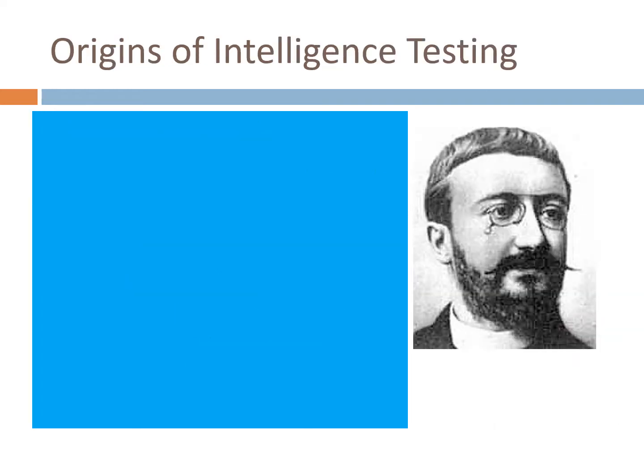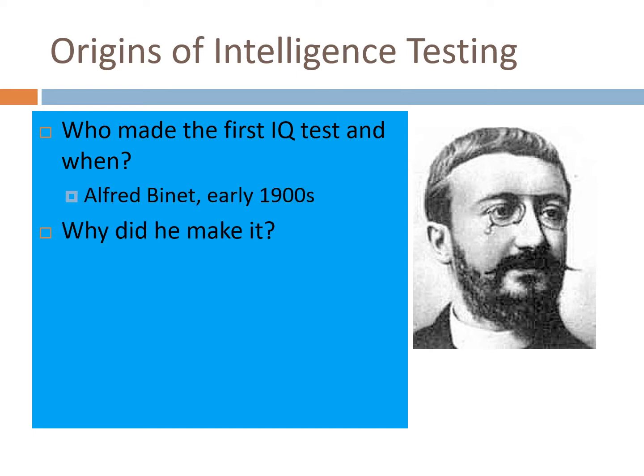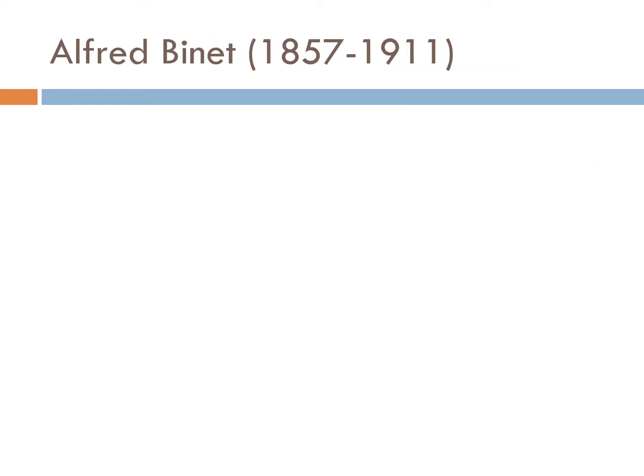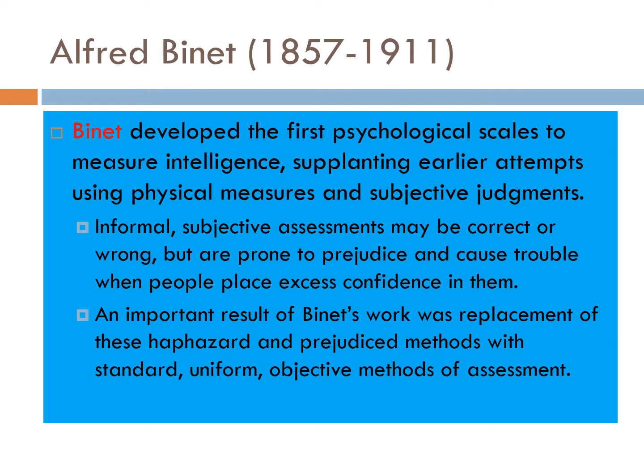So if we look at who made our first intelligence test, we talked about this a little bit last time, it was Alfred Binet in the early 1900s. The reason he made it was a push for compulsory education in the French educational system and to help identify students for special educational purposes. What made Binet's work extremely important is he was the first to look at psychological scales or psychological factors for measuring intelligence, right? So this supplanted earlier attempts to use physical measurements and subjective judgments as assessments for intelligence, right?